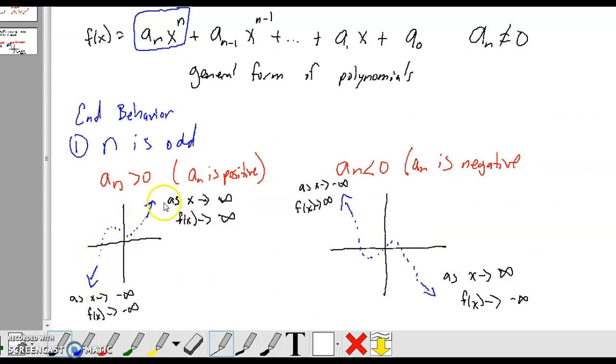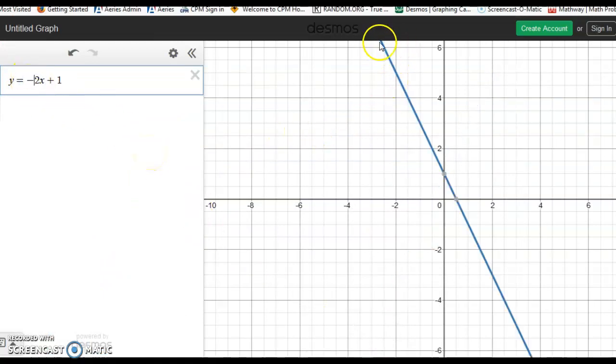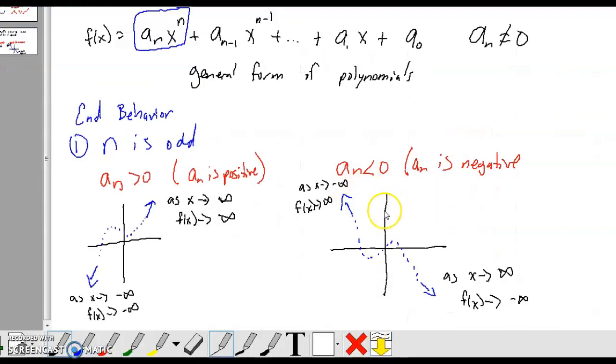So it's almost looking like a line. If I make it negative, so let's put a negative in front. So again, notice that the end behavior kind of mimics what this looks like. So if you can remember how to graph a line, then you can know how to graph anything that is a 3rd degree, a 5th degree, a 7th degree, an 11th degree. We kind of know what's happening.